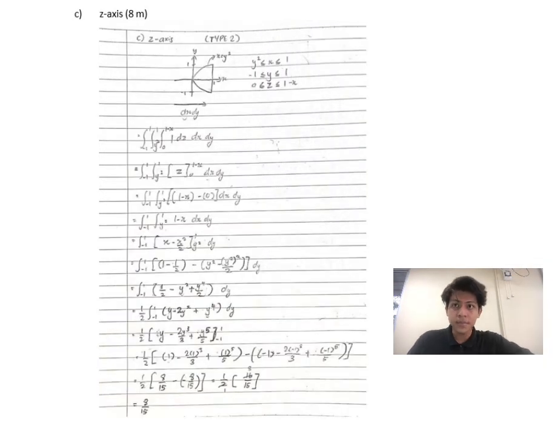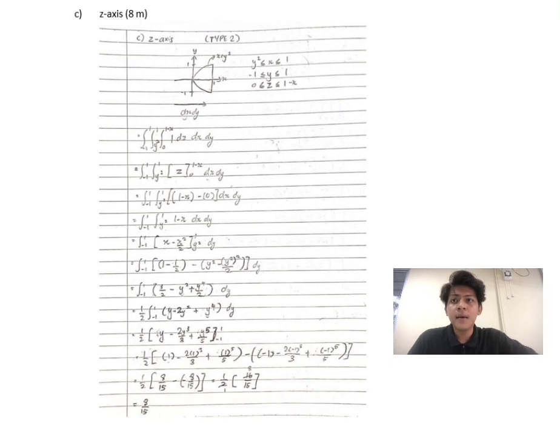Okay. Next, question C is where we must find the z-axis. This is the last question. We use type 2. The range is different from this question, so we must find the new range. The range for x is y squared until 1, and y is from negative 1 until 1. For z, the range is from 0 until 1 minus x.